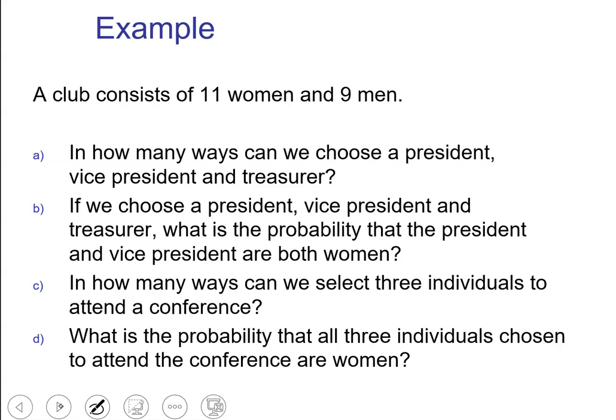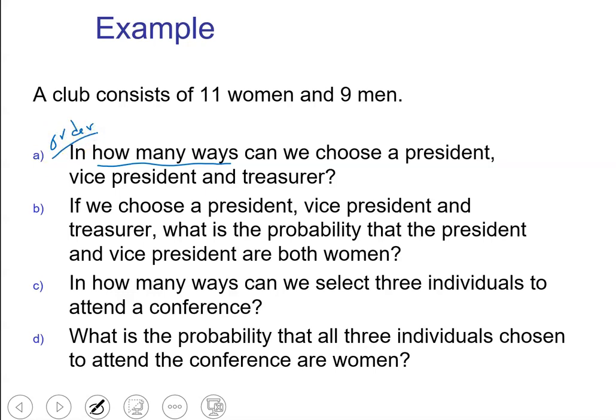In how many ways can we choose a president, vice president, and treasurer? The first thing I want you to think about is, this is not a probability problem. It just says in how many ways. So it's a permutation or a combination. Does order matter? It does. This is like having first, second, and third. If I get first over second, there's a difference. So president over vice president, order matters here. So this is a permutation.